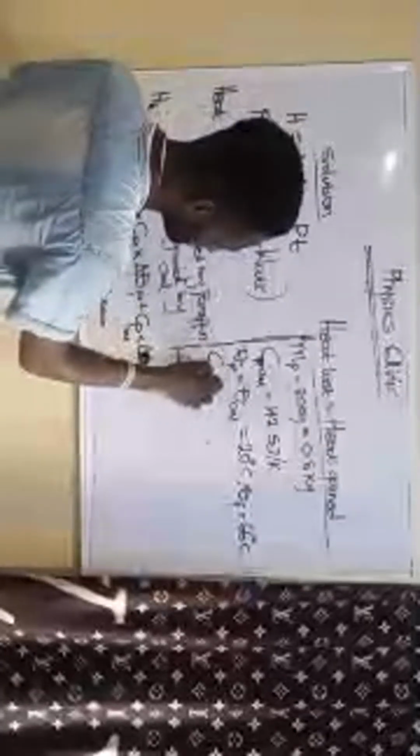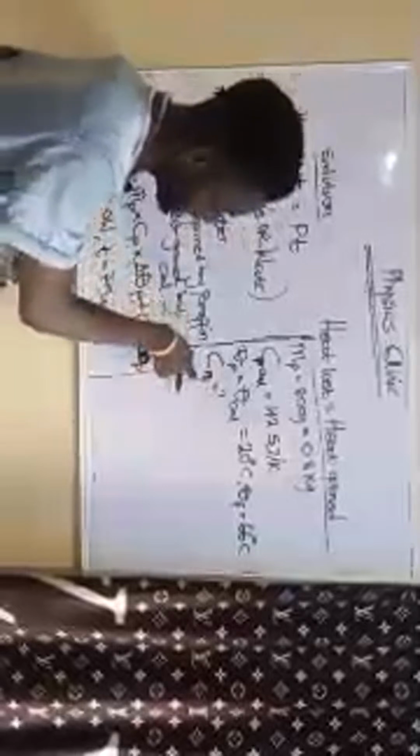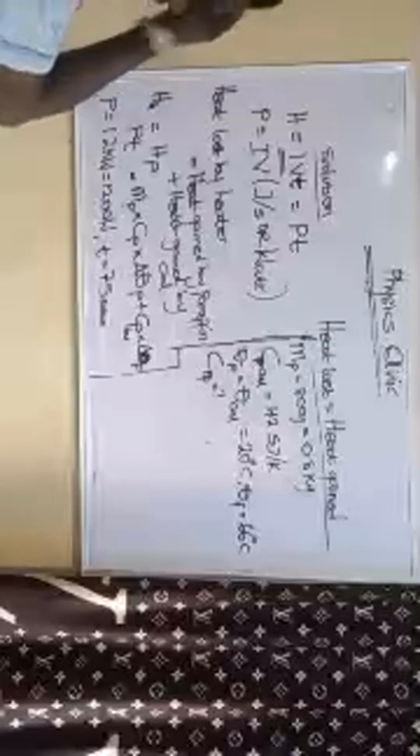All right, so now let us plug in our values. We are supposed to find the C of paraffin. Let me call that C_PF, the specific heat capacity of paraffin. That's what we are looking for in this particular question. Okay, so let's go forward.